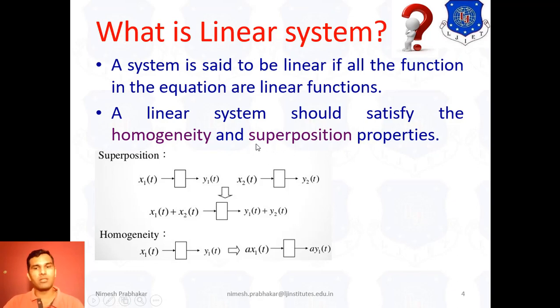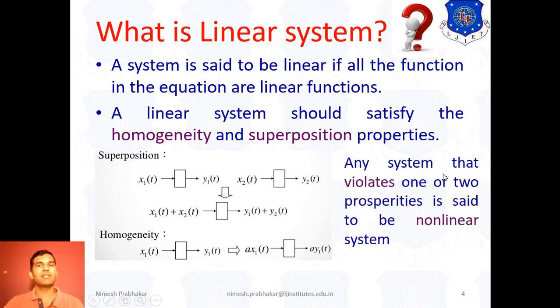And in other words, if any system violates one of the two properties, then that system is known as a nonlinear system. That means if the system does not satisfy either the homogeneity property or the superposition property, then this system is known as a nonlinear system.